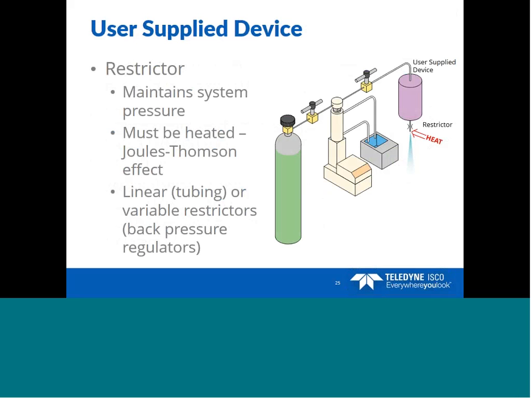The user-supplied device can be an extruder, molding machine, reaction vessel, or core holder. The key component is the restrictor, which maintains the system pressure. Also, the restrictor must be heated due to the Joule-Thomson effect: as the gas expands, it will cool. Restrictors consist of either a linear tubing or a variable restrictor, such as a back pressure regulator.